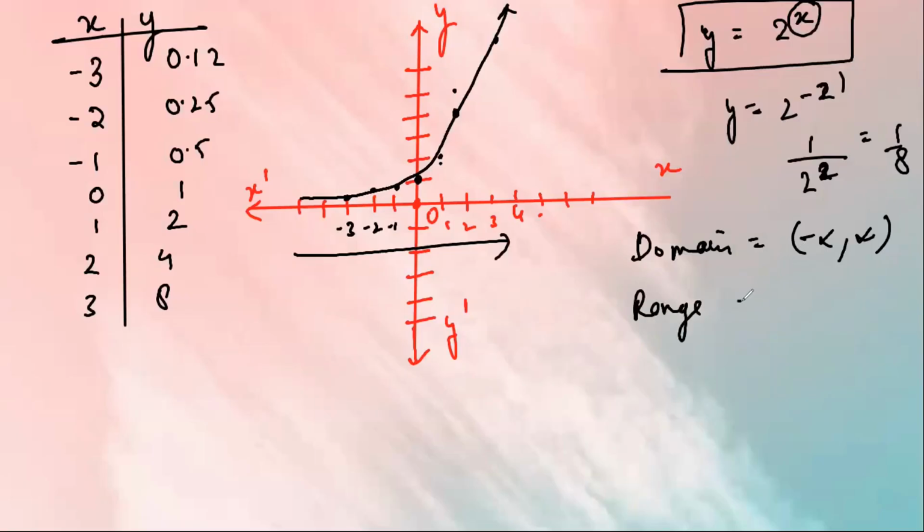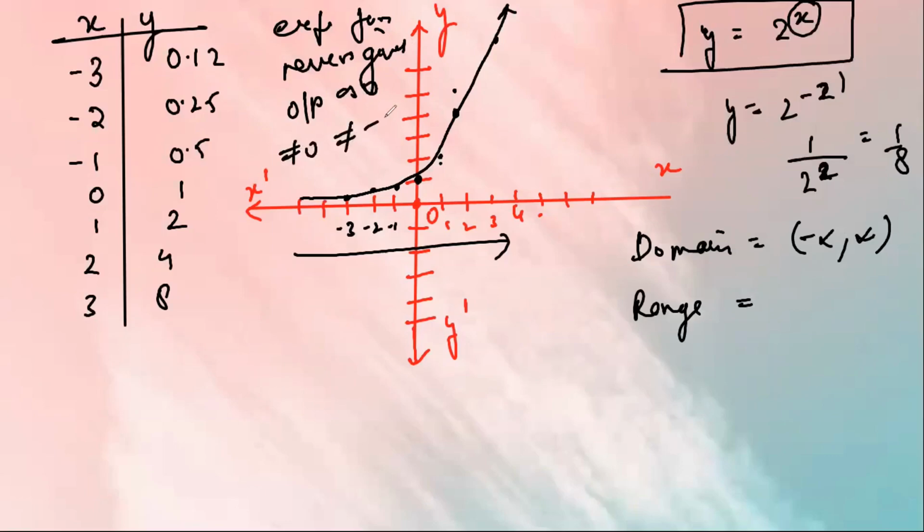My next thing is range. Range means what could be the output. And you know that the output will never be equal to 0. Exponential function never gives output as 0. It will always be greater than 0. It can't be negative, and it can't be 0 also.